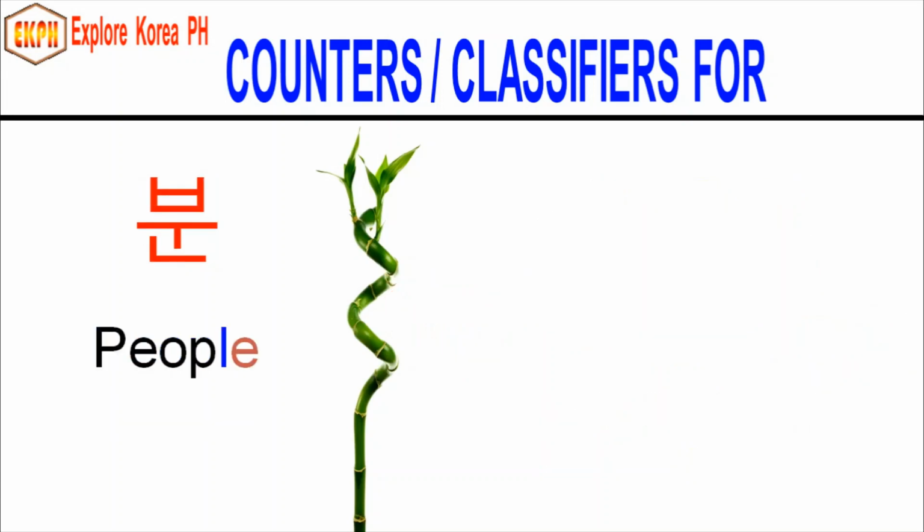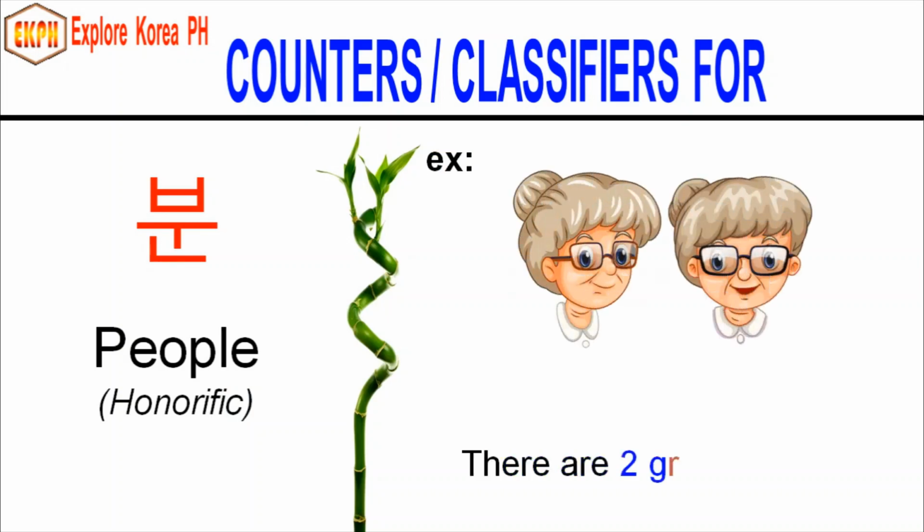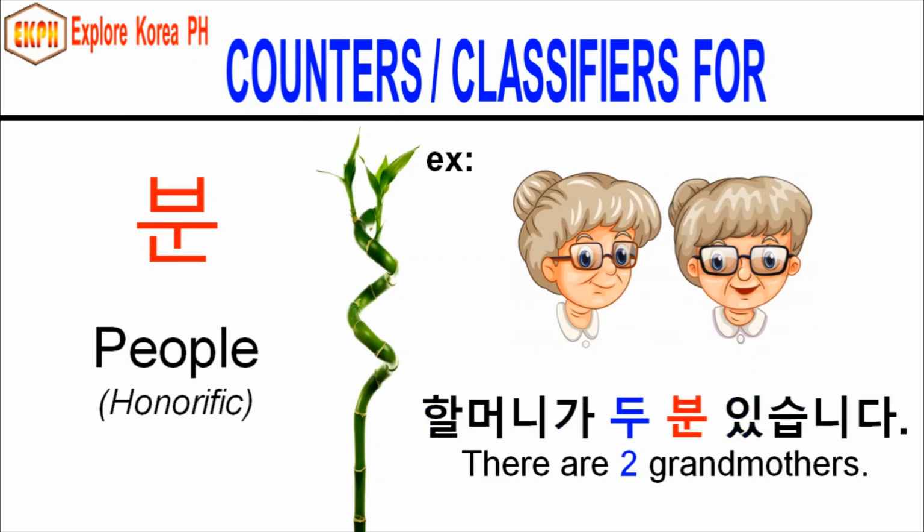Alright? Now, for the people, meron tayong 3 klase. The first is honorific. Pag tumutukoy ka sa mga nakakatanda, ganon sa elders. So, there are 2 grandmothers. 할머니가 2분 있습니다. So, 할머니 is the grandmother. And classification niya belongs to 분 kasi they are elders.